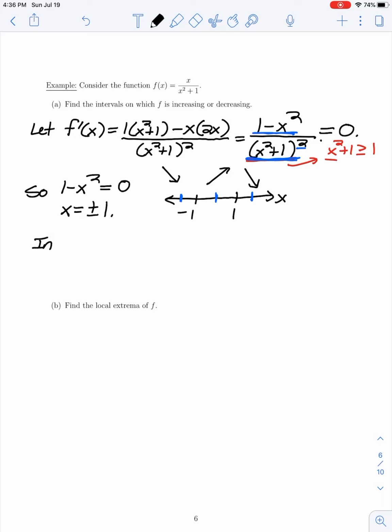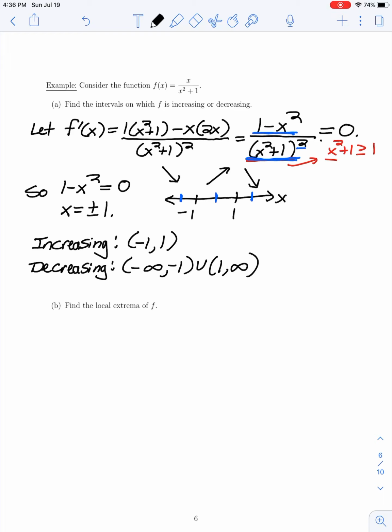So in part A, we have shown that our function is increasing on the interval from -1 to +1 and decreasing on the intervals -∞ to -1 or from 1 to infinity.